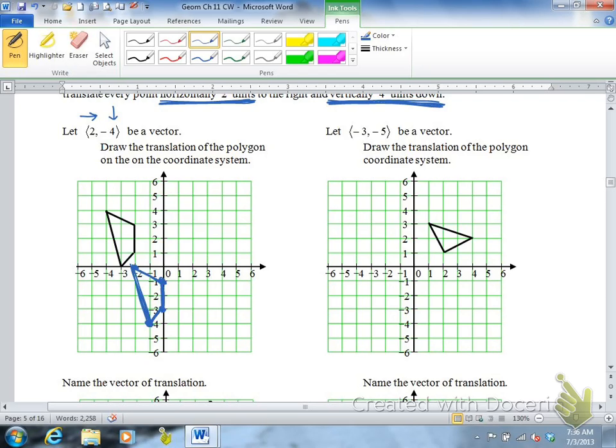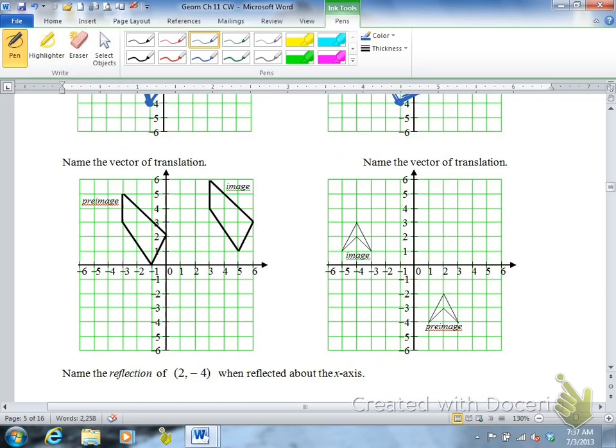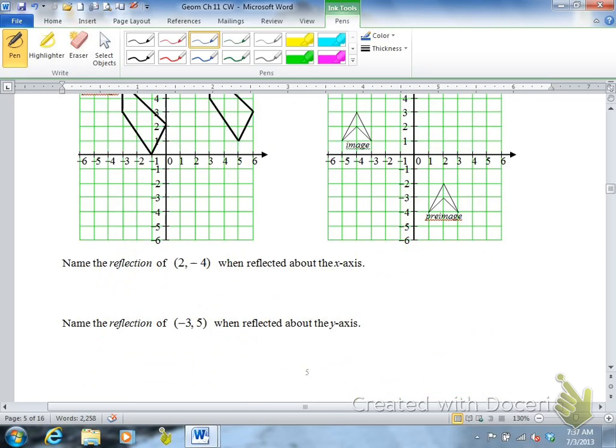Why don't you pause this video and see if you could do the next one. Welcome back. This is the answer you should get. You go to the left 3, and you go down 5.